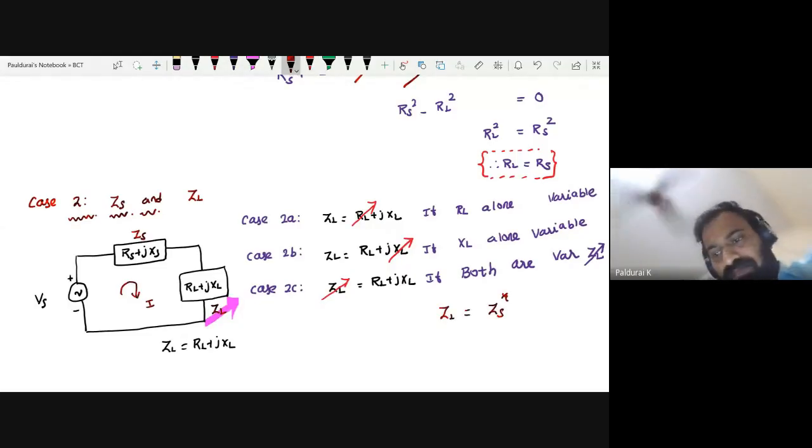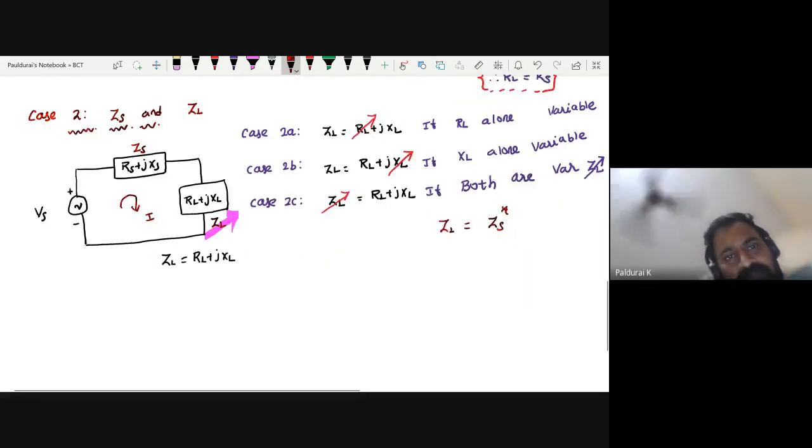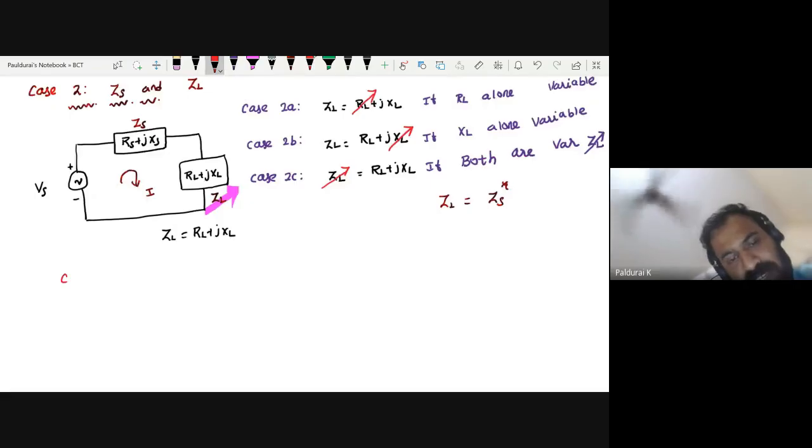But how to achieve this? How to get this expression? That's quite interesting. Now listen to me carefully. So put the heading case 2A. If RL alone is variable.